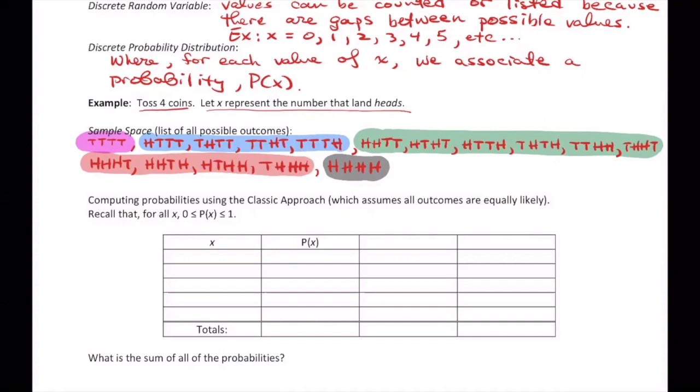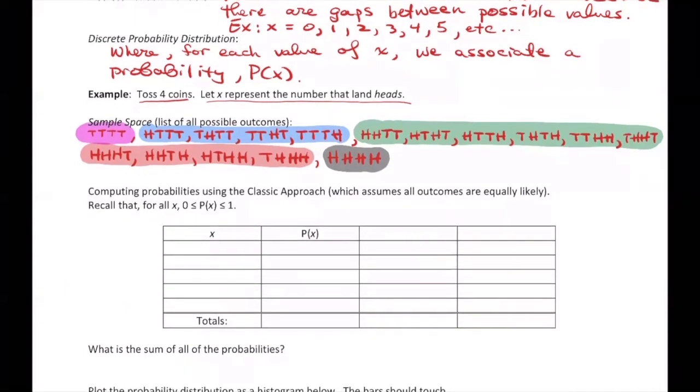Okay, so down in the table here, I want to list all the values for X. What's the first lowest value for X? Again, X is the number of heads. What's the lowest value for X? Zero, correct. You could get zero, one head, two, three, or four heads.